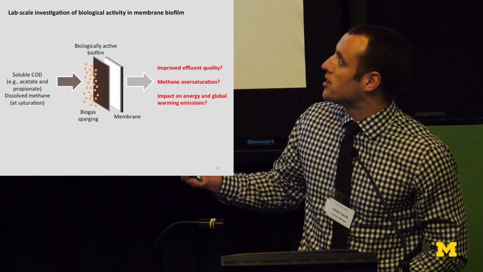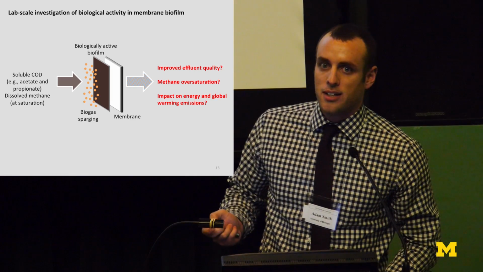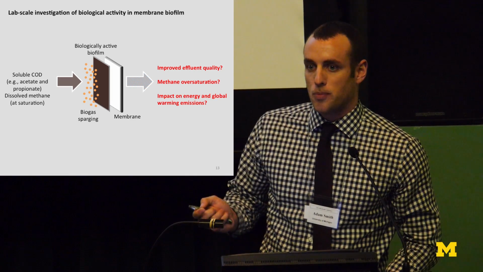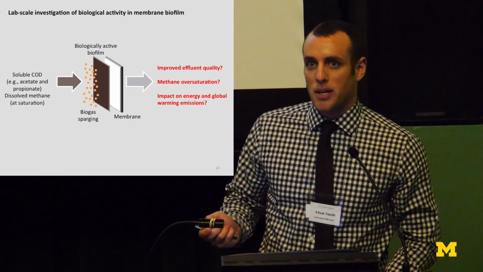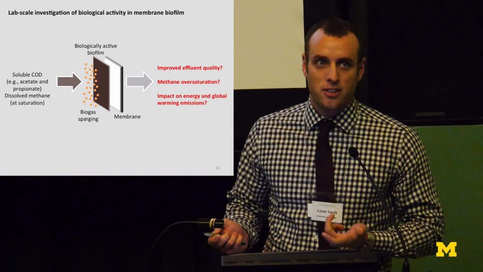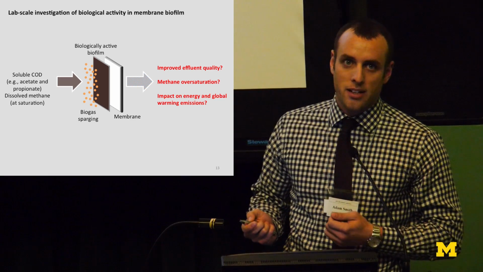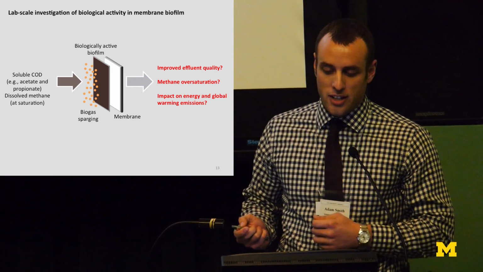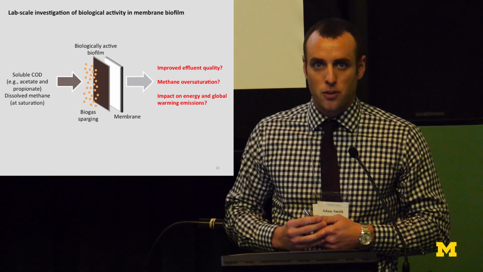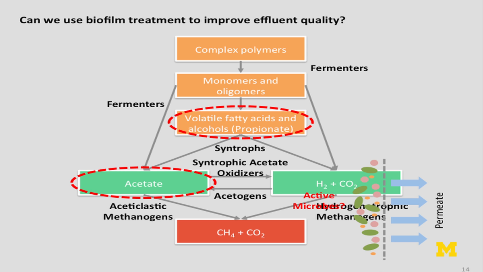If we produce methane in this biofilm, what's the fate of that methane? Is it going to lead to oversaturation conditions in the permeate and possibly exacerbate those greenhouse gas emissions and also the loss of energy? And then finally, bringing it all back together, what are the impacts of this biologically active biofilm on energy and also global warming emissions?